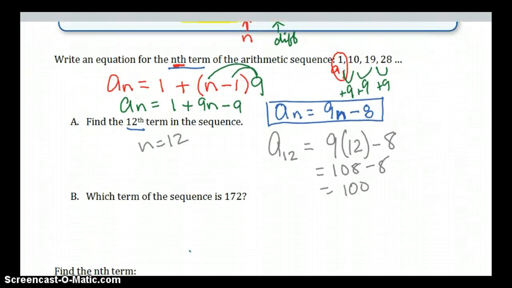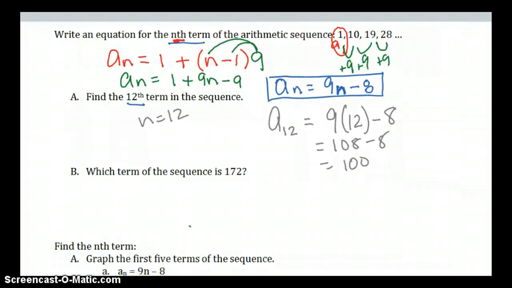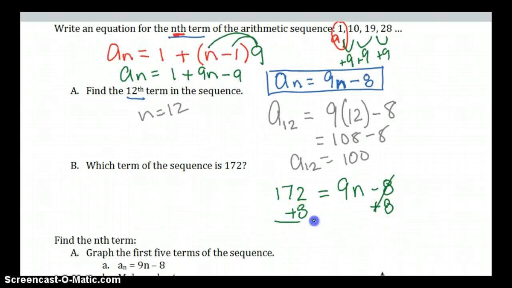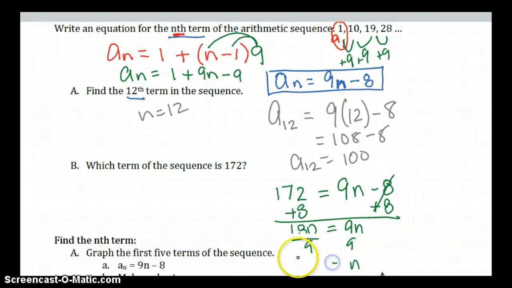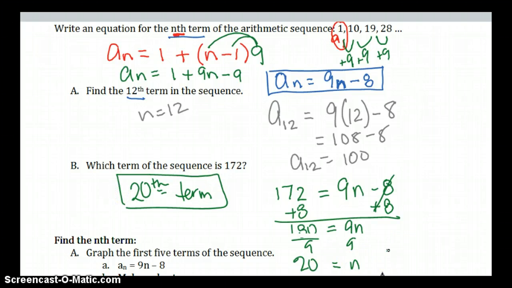All right, which term of the sequence is 172? Uh-oh. So now I know the term ended up being 172. So the final result was 172. That was what number? So now I'm looking for n, and I know, so back to this, the 12th term is 100. Okay, well, which number term is 172? So I'll have to add 8 and 9n equals 180, divide by 9, and n equals 20. So what is 20? It's the 20th term. 172 is the 20th term. That would be your answer. I found n, the nth term.